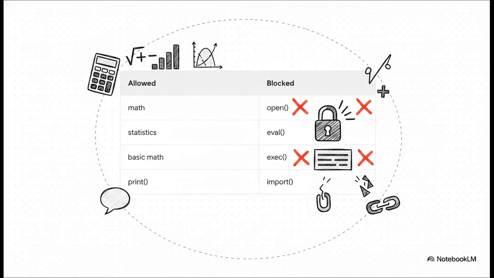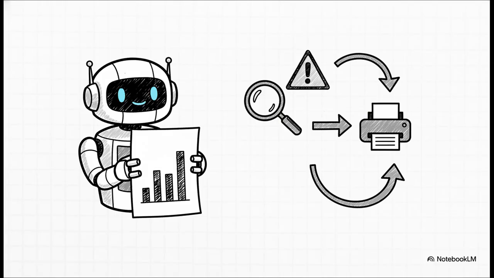By completely replacing the built-ins namespace, we securely whitelist exactly what the model can use. So we allow helpful things like math and statistics, but we completely strip out dangerous functions like open, eval, or import. And here is a really clever part of the setup, handling empty outputs.